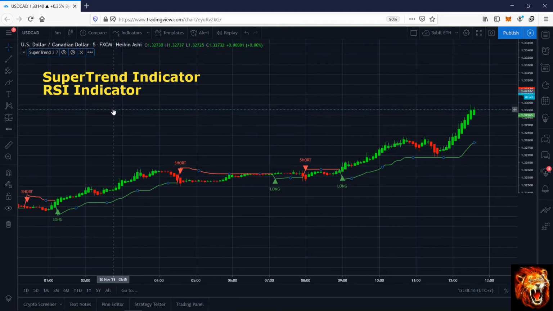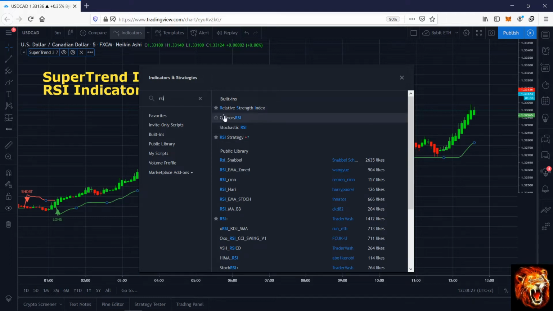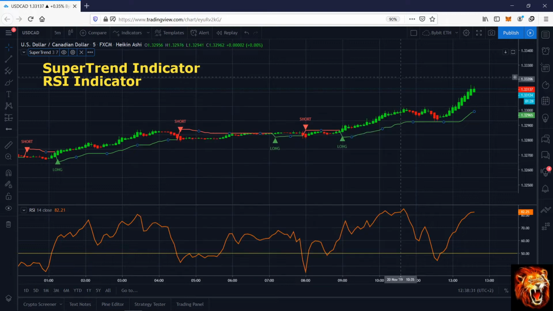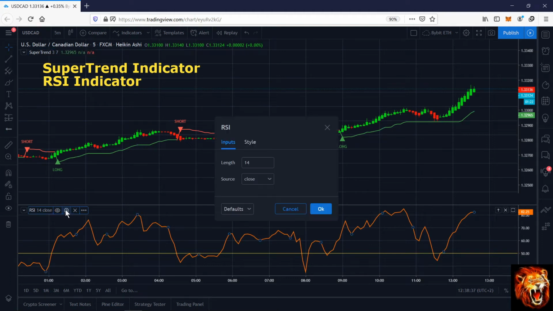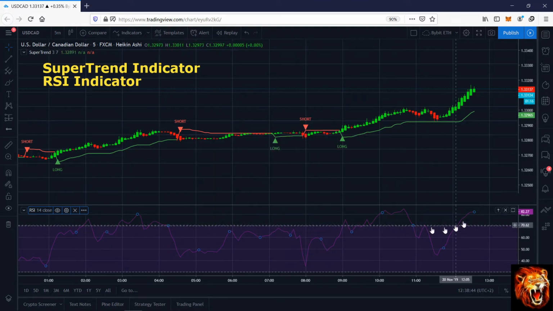Next up, we're going to put in our RSI indicator. Many of you are probably familiar with the RSI indicator, so let's go ahead and open that up. Relative Strength Index. There we go. Now, this one I've got here looks different to the normal one, so I'm going to make it standard. Reset settings. So this is what your RSI will look like when you first open it up.